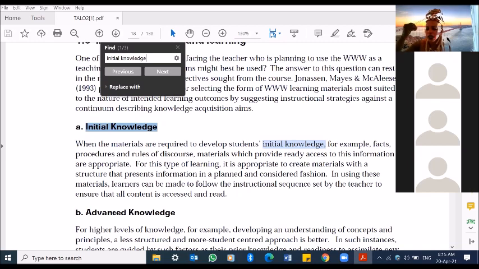What does the word initial tell you? The learner's prior knowledge? What they've learned from their parents and their community. Exactly. And you know what?